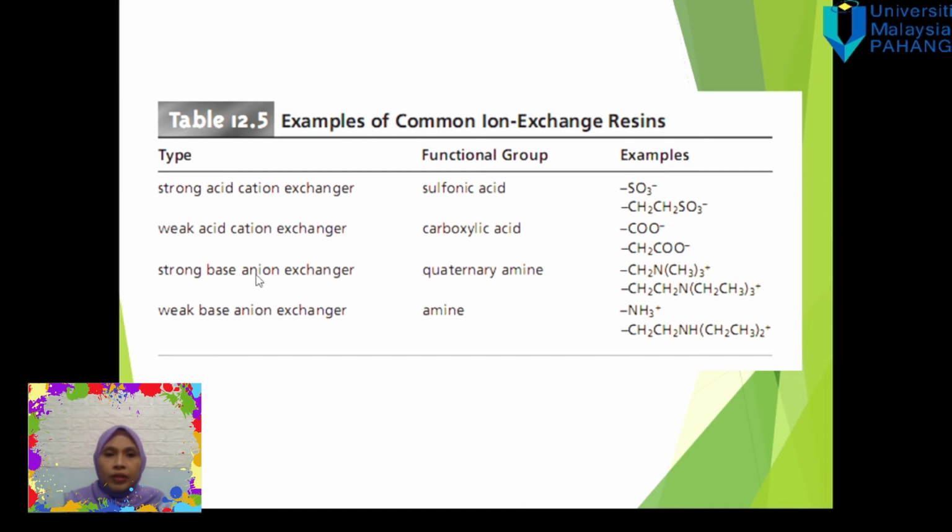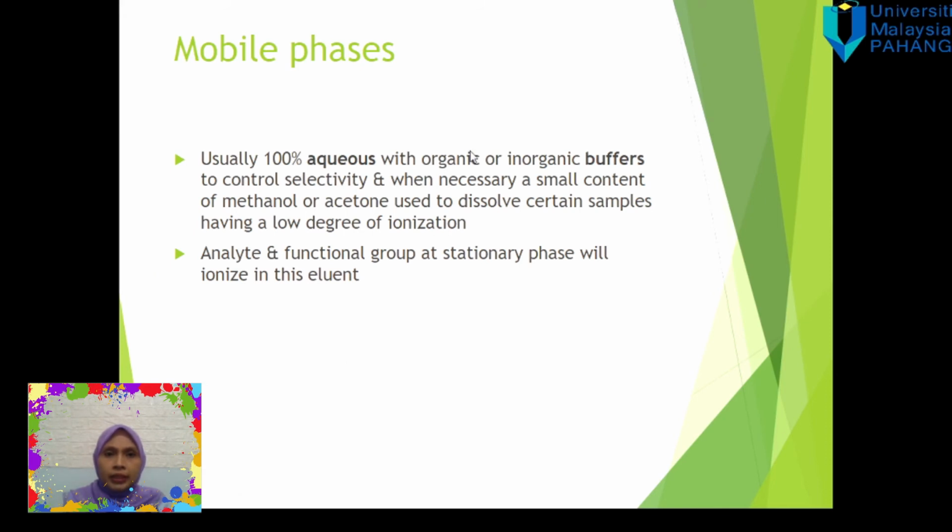And this one is for the anion. If you want to have a peak for the anion, or negative ion, our stationary phase must have a positive charge. Here it shows a quaternary amine with a strong base. If the sample is a weak base, we can use an amine functional group for the surface of the stationary phase. That's about the stationary phase.